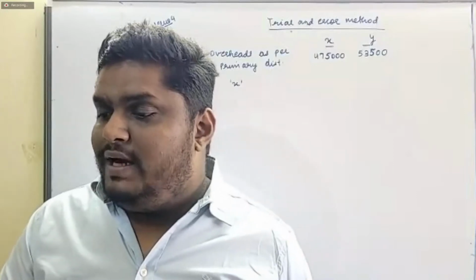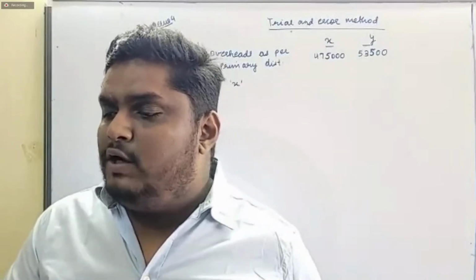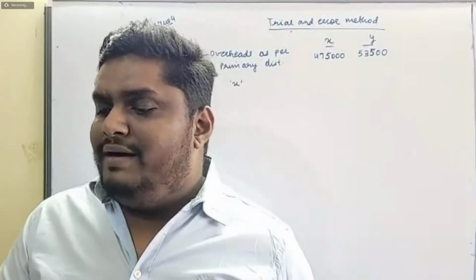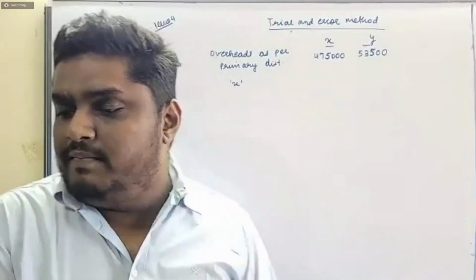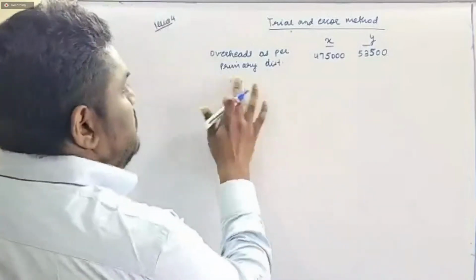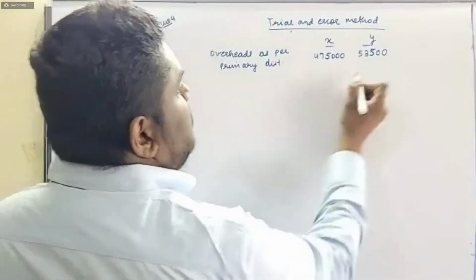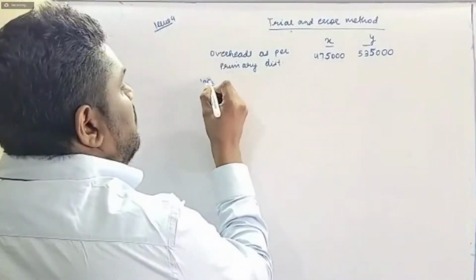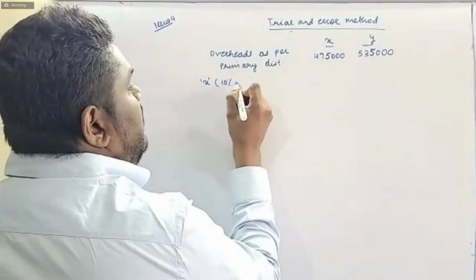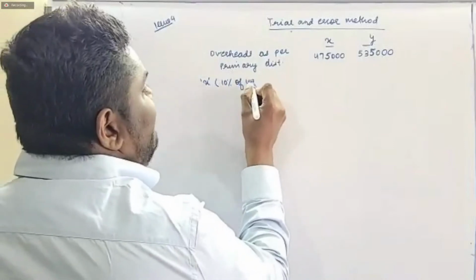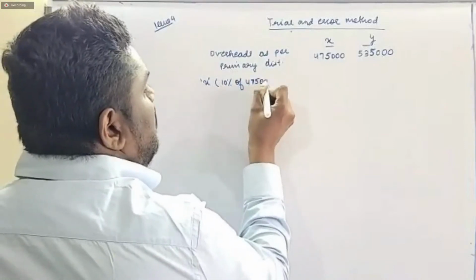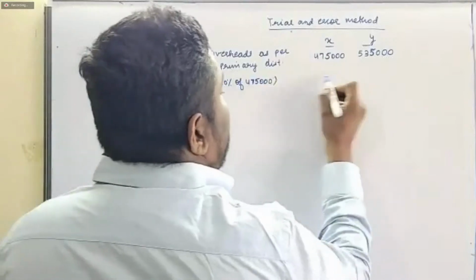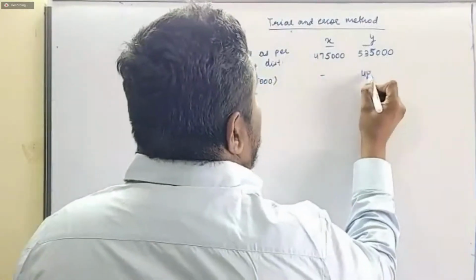So department overheads of department X are to be apportioned to the Y at the rate of 10%. So 10% of 4,75,000. So this will be 47,500.